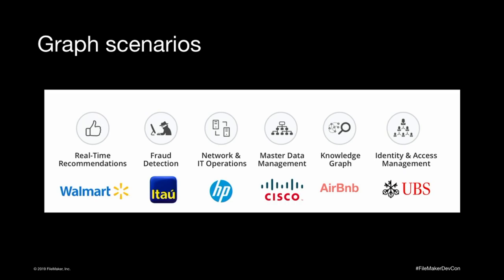Other scenarios are very well suited for a graph database. So not only real-time recommendations, as Walmart uses them, but also fraud detection. I have an example of that later on. Network and IT operations: if one router goes down, what happens to my network? And so on, and so on.